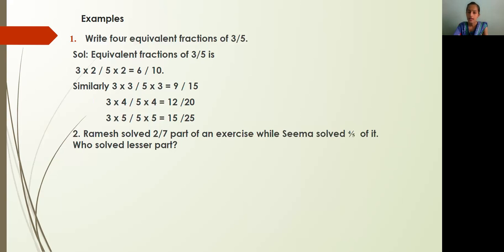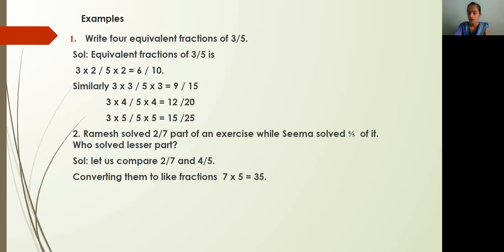Next problem. Ramesh solved 2 by 7 part of an exercise while Seema solved 4 by 5 of it. Who solved the lesser part? Here one exercise is given. Ramesh solved 2 by 7 part of that exercise and Seema solved 4 by 5 part of the exercise. We have to tell who solved the lesser part. Solution. Let us compare 2 by 7 and 4 by 5.